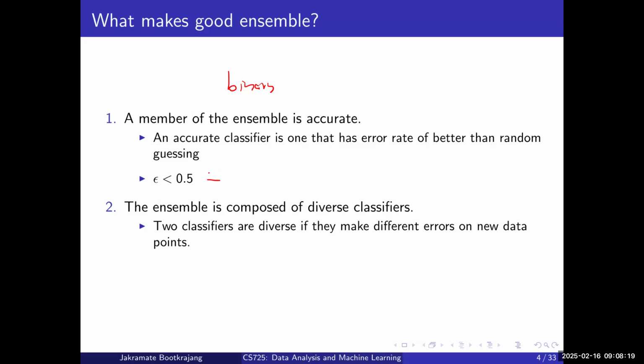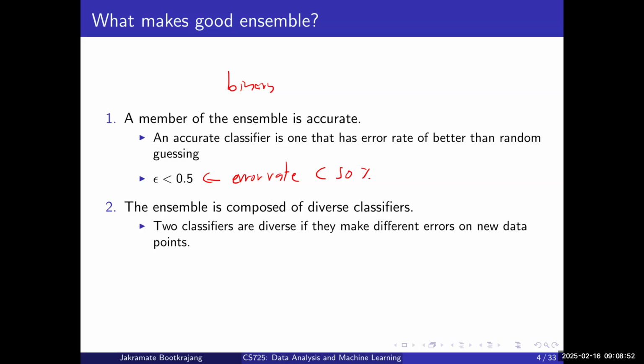So this is the error rate, right? We want the error rate to be less than 50%, right? So this is for binary. If you have multiple classes, you can have a higher error rate. But in general, if you have two classes, you want the error to be less than 50%. So this is for a single classifier.